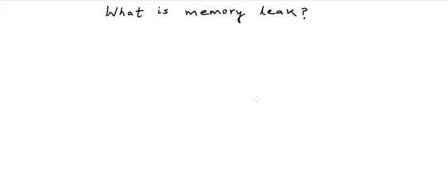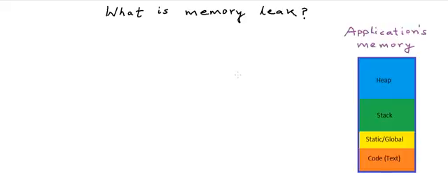A quick recap of some of the concepts that we have discussed in our previous lessons. The memory that is allocated for the execution of a program, or what we can also call application's memory, is typically divided into these four segments, or these four sections. One section stores the instructions in the program that need to be executed. This section is called the code segment or the text segment.